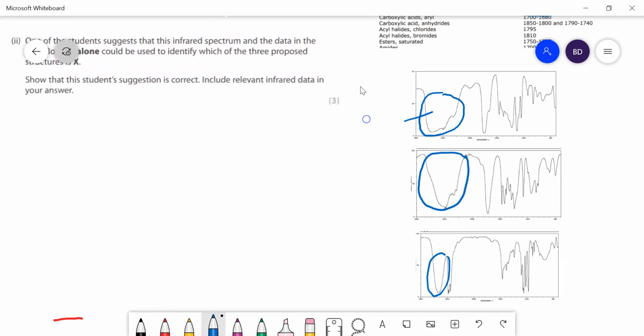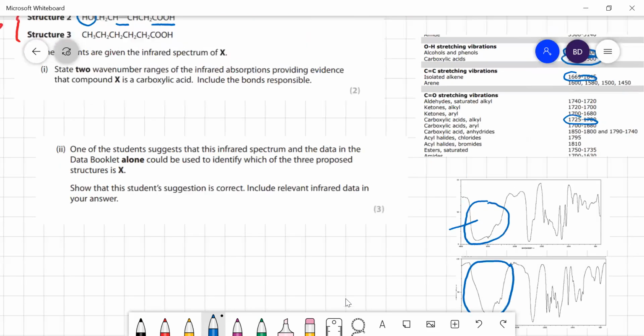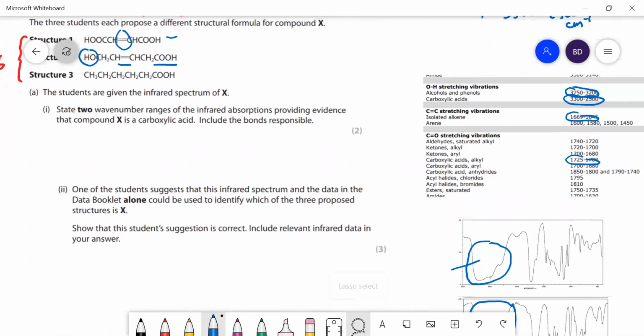And then of course the last one would be quite easy to tell, because you would have the carboxylic acid absorbances, but you wouldn't have the C=C double bond absorbance there. Okay.